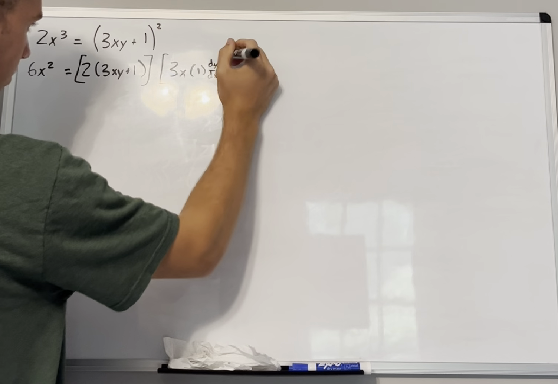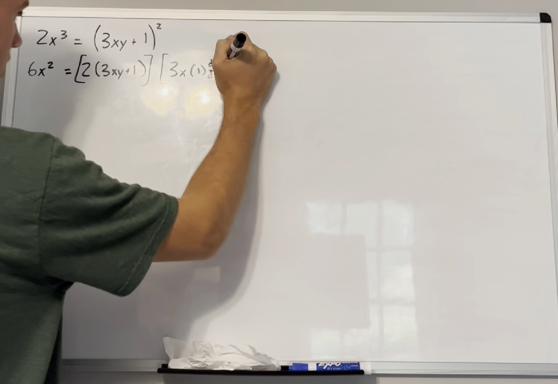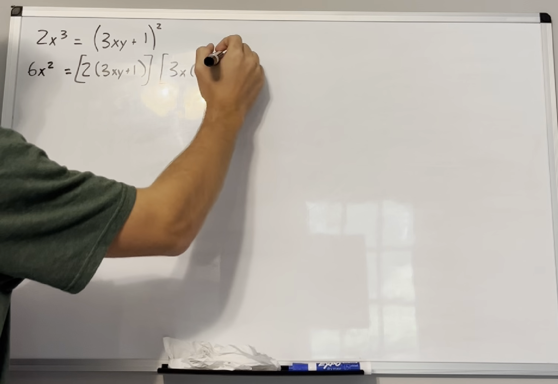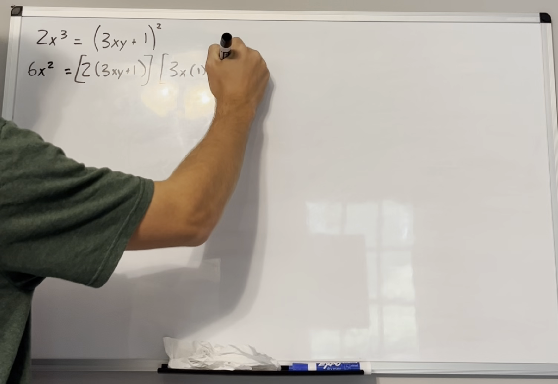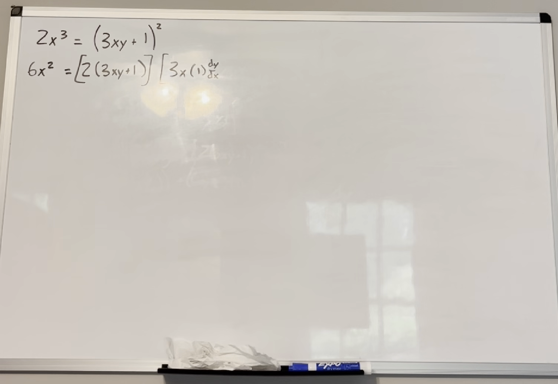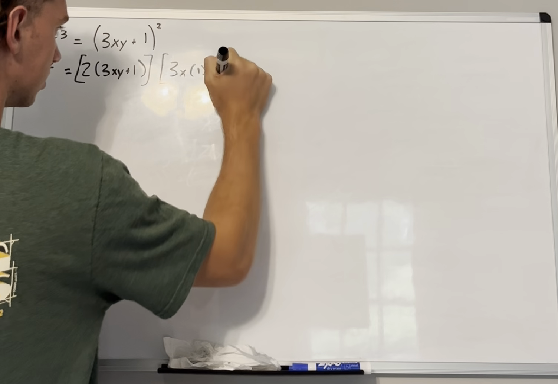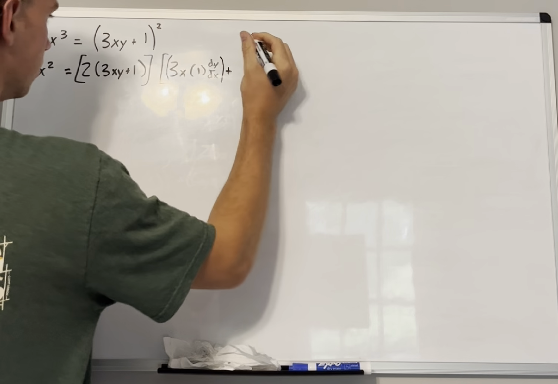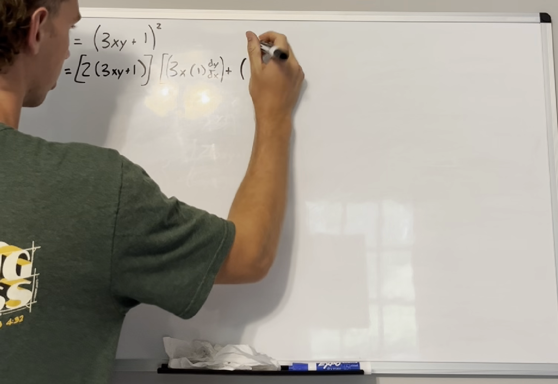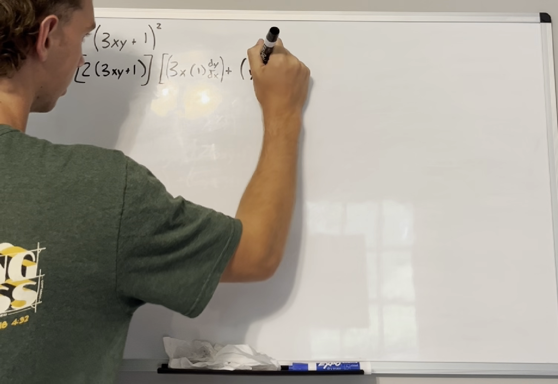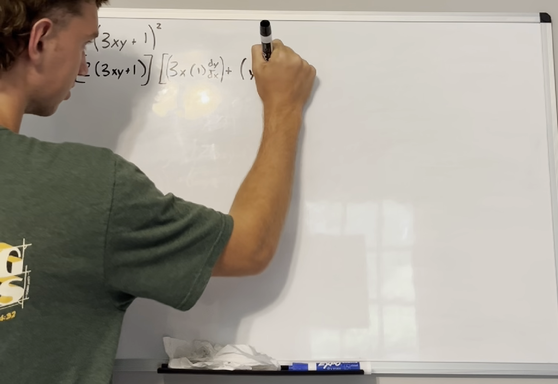Anytime there's a y in any problem, you have to do that. Use the same rules as the x, then you add the dy dx. And then add that to 2 prime 1. So y times the derivative of 3x is just 3.